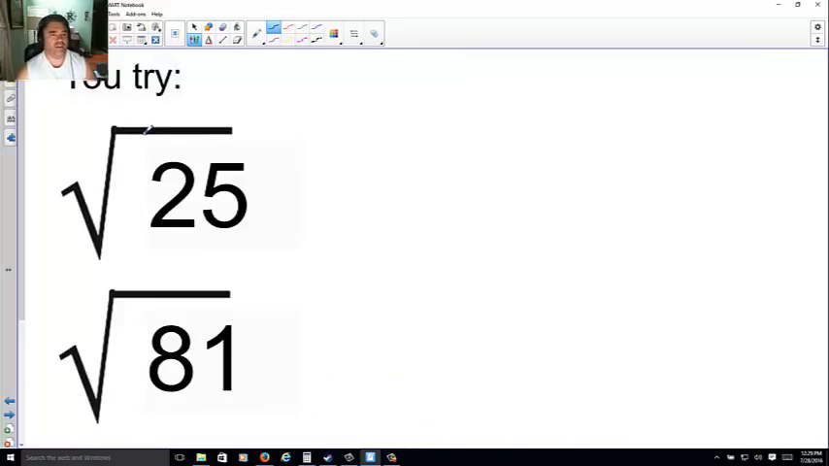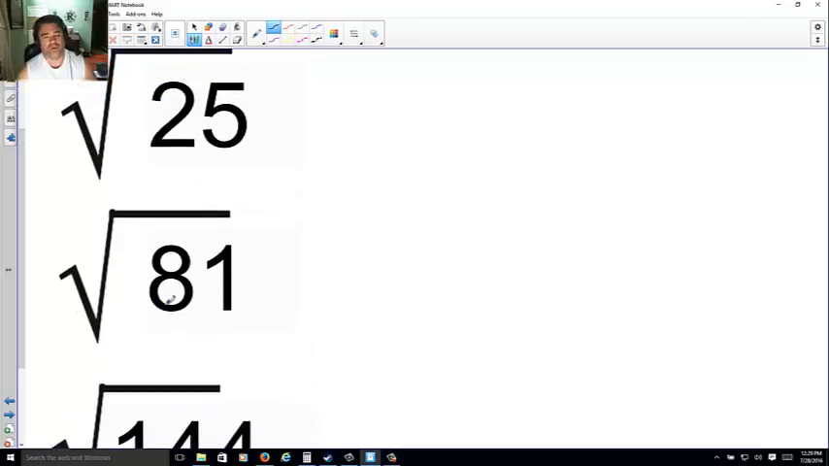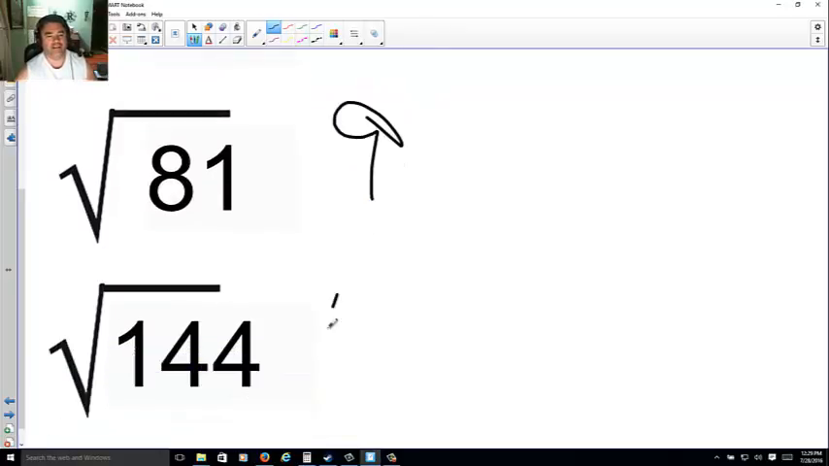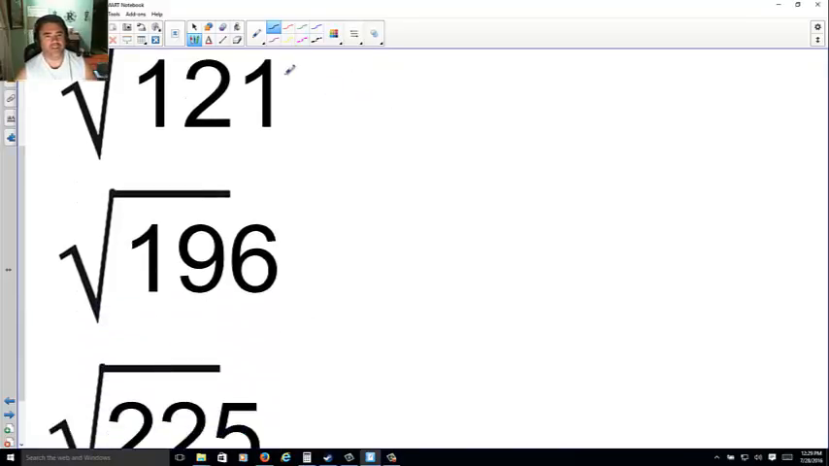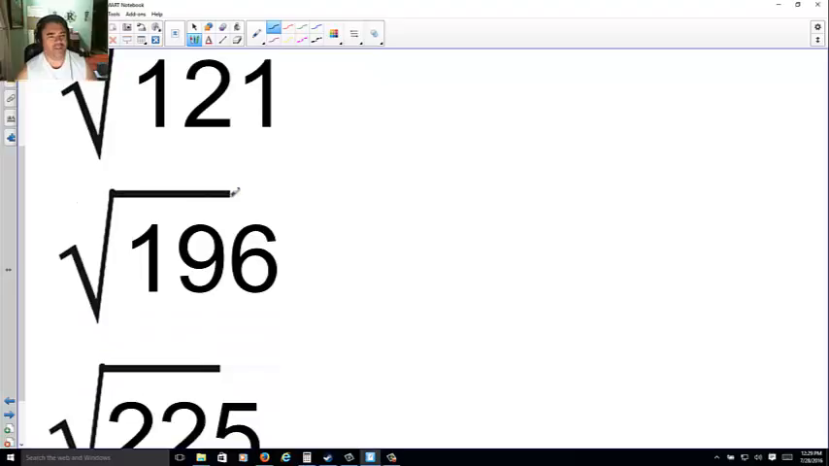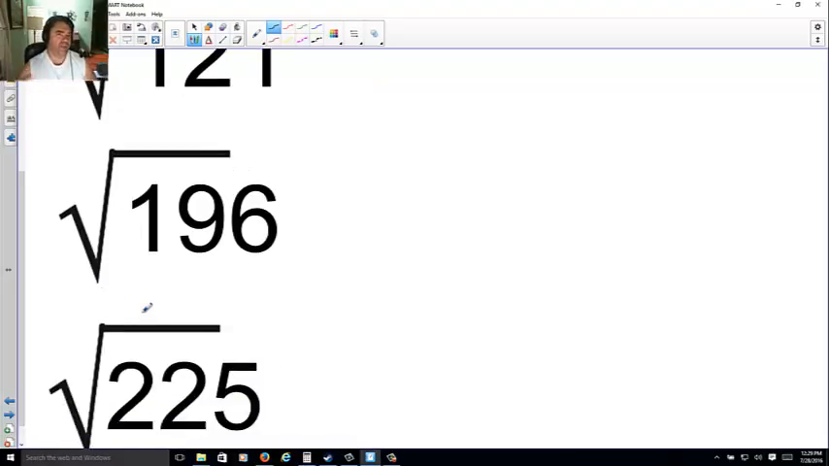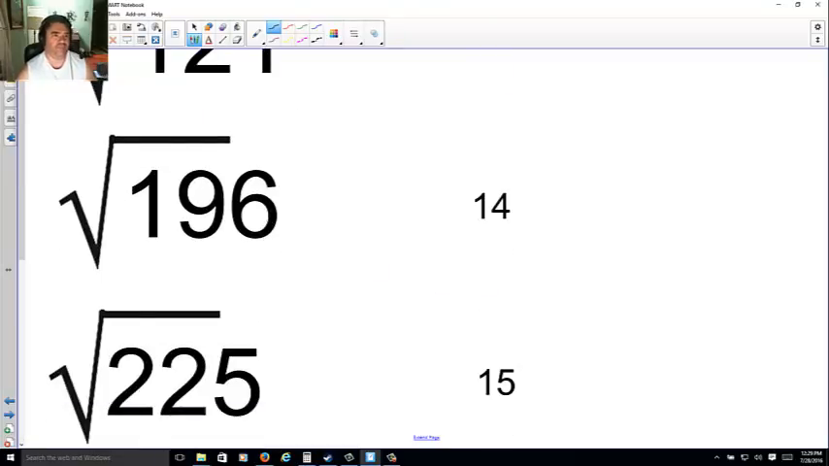So you go ahead and try these three: root 25, root 81, root 144. If you don't remember, well, they were just on the last one, so hopefully if you were paying attention, you would know that's 5, 9, and 12. Skills practice 1.27. Try these three. Write them down if you want, on a separate sheet of paper, extra credit, turn them in. Root 121, root 196, and root 225. Go ahead. You get 11, 14, and 15.